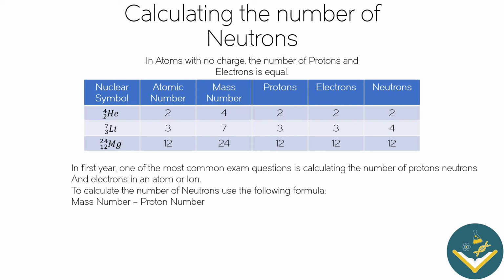In first year, this is one of the most common exam questions, and the most important thing to remember is mass number minus proton number is how you calculate the number of neutrons, and always double check your math. Type it into your calculator fast. The number of students that lose marks on these questions is truly astounding.